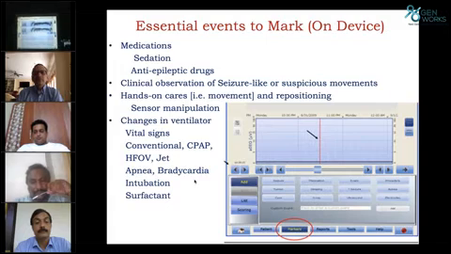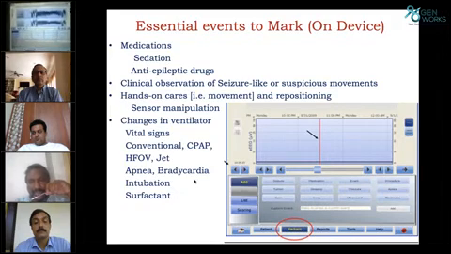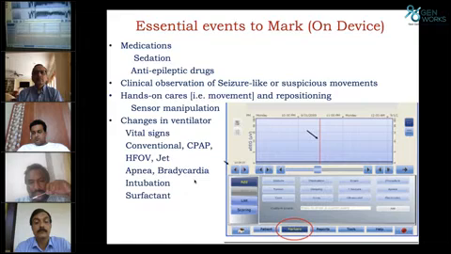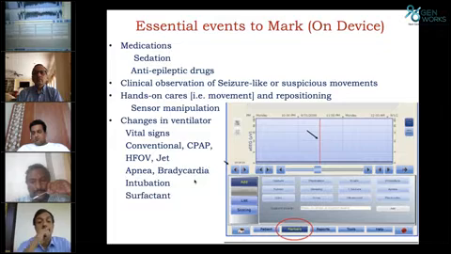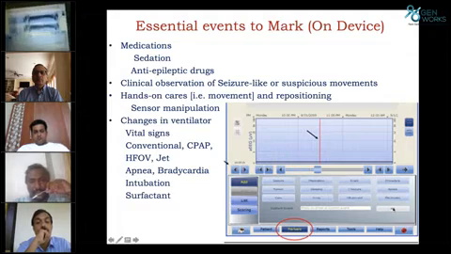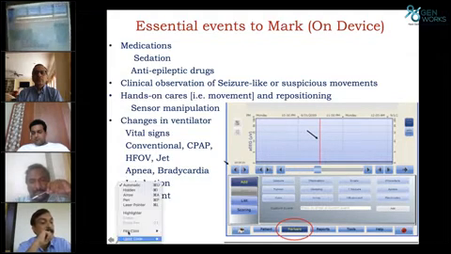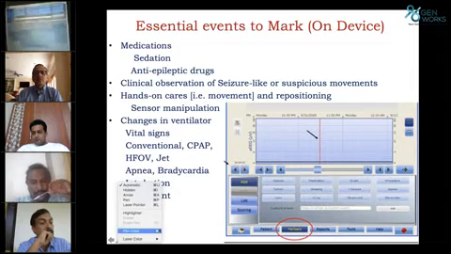There is already a list of markers, like seizures, activity, convulsion, medication, feeding, ventilation, high frequency. So there are already lists of markers that can be added whenever we are doing something. Even if we want to create new markers, we can create and add those also. So whatever change in tracing occurs after that intervention, we can see on the machine.